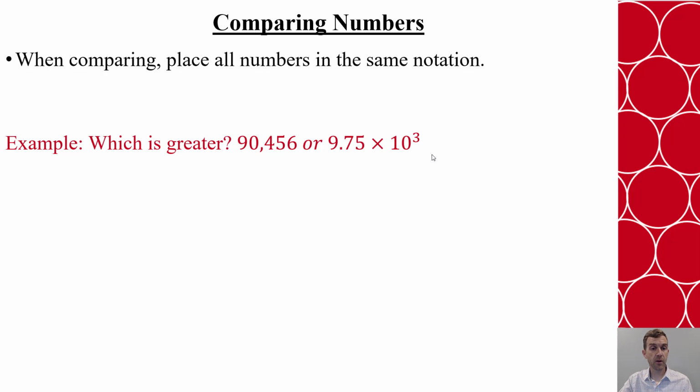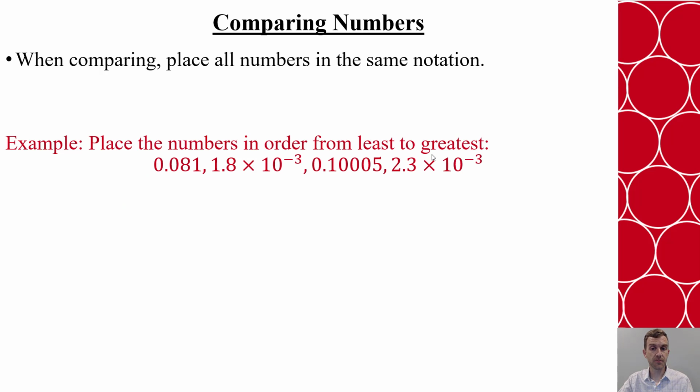For example, if I want to know what's greater, 90,456 or 9 and 75 hundredths times 10 to the 3rd, in this case, I'm going to convert my scientific notation over to decimal notation. And that would show me that the number is actually 9,750. That's smaller. So in this case, 90,456 is greater than 9,750, which was the 9 and 75 hundredths times 10 to the 3rd.